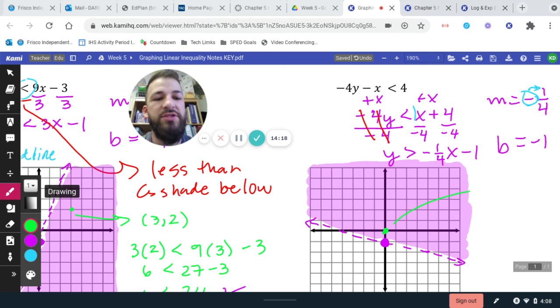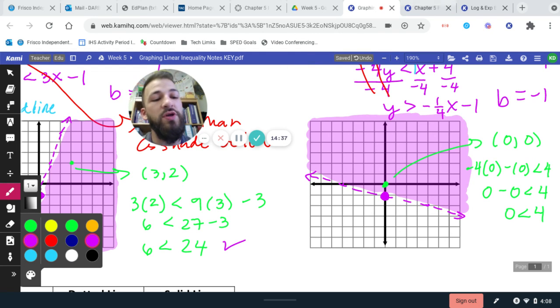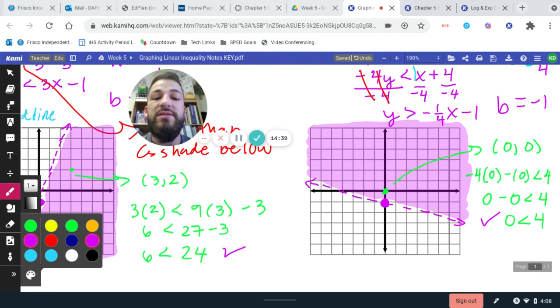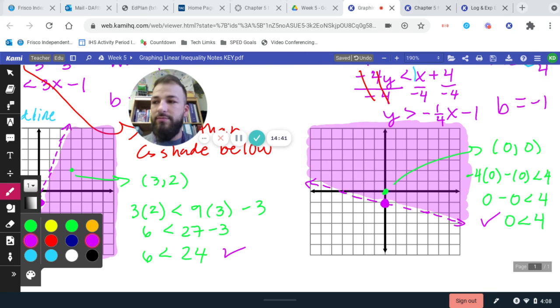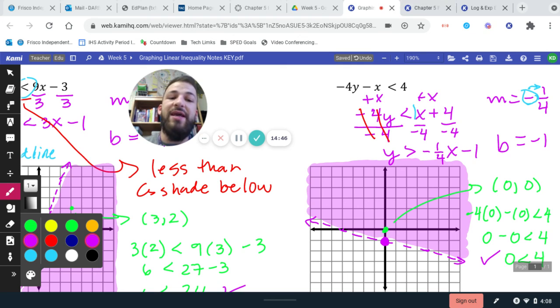We'll write our point just for those of you that might need it. So negative 4 times 0, minus 0 is less than 4. Negative 4 times 0 is 0, minus 0 is less than 4. So y'all tell me, is 0 less than 4? It most certainly is. Okay, so we shaded correctly. So go us. And we even plugged it into the original just in case we might have made a mistake in our solving.